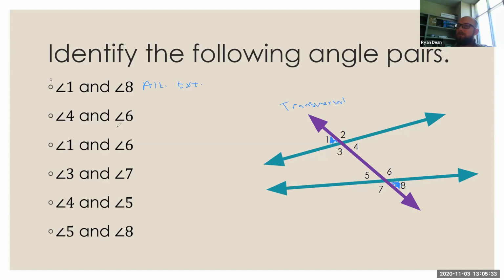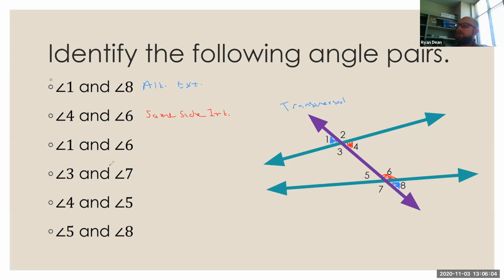Angles 4 and 6. Here's 4. And here's 6. 4 and 6, these are on the same side of the transversal and they're in between our sandwich. So these are going to be same side interior.